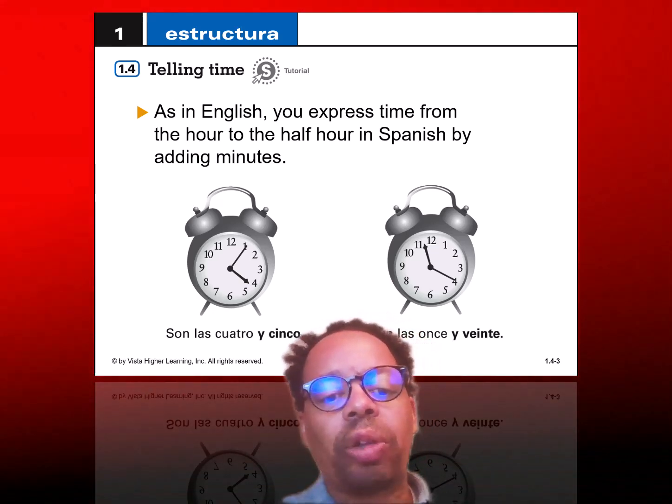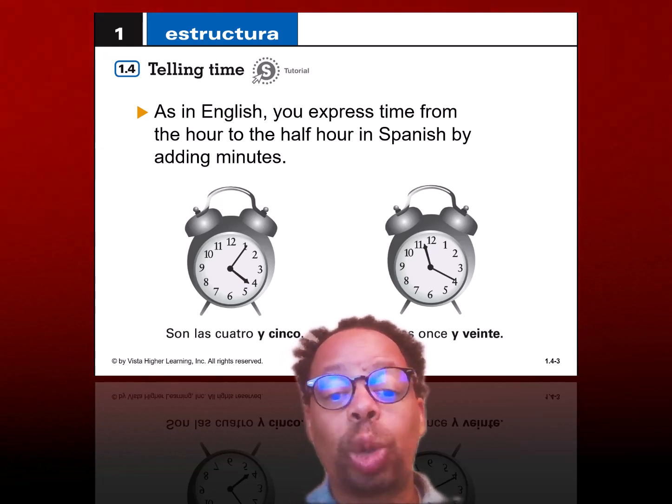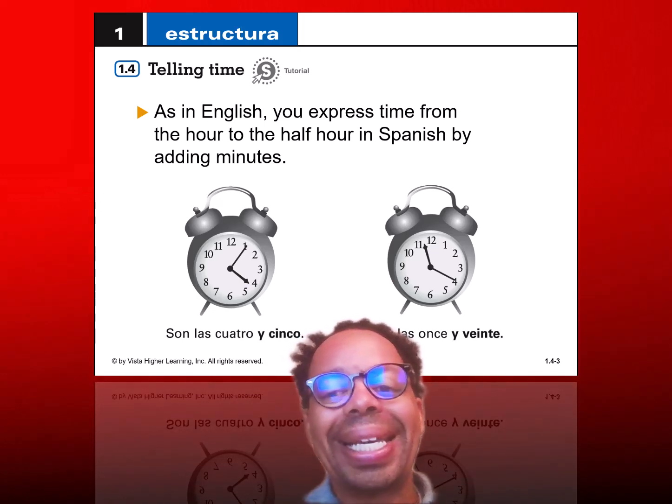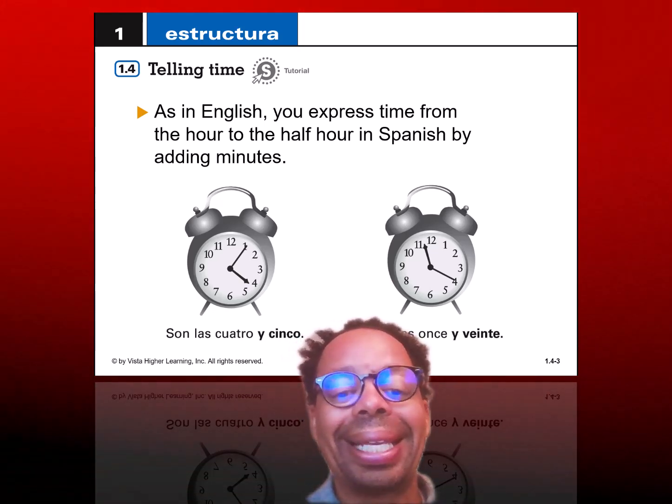Same thing with the clock on the right. Son las 11, it's 11:20. So we have 11 hours and 20 minutes, no? Son las 11:20. Son las 11:20, no?